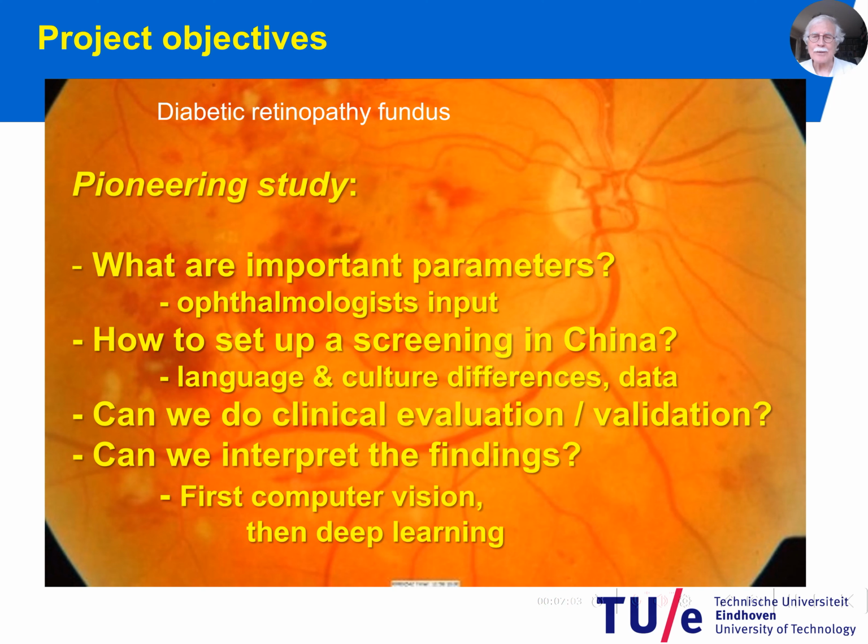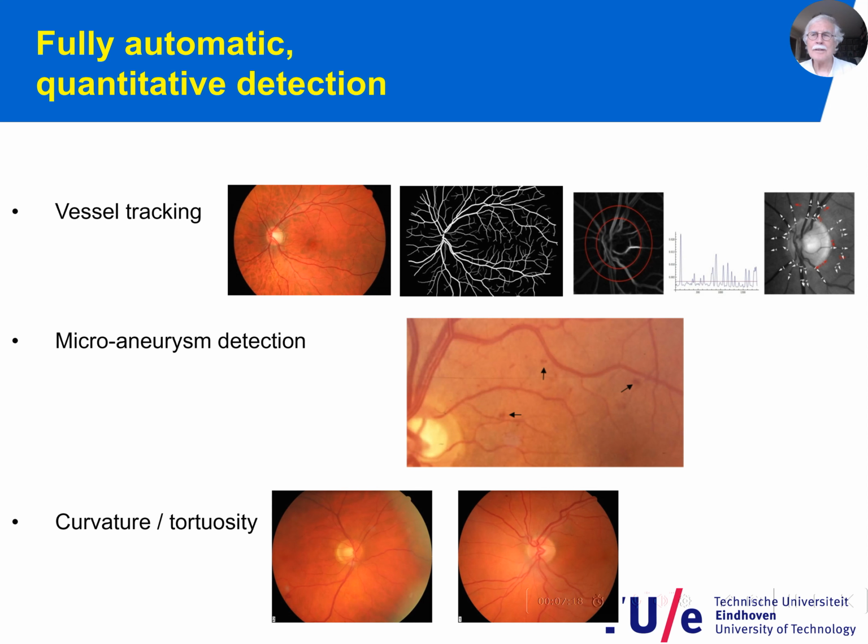So we first decided to focus on computer vision, really understanding what we see in terms of tortuosity, width, branching, lots of details of the vessels, and then later on put all this in a deep learning program. Here you see a couple of the approaches that we took. First, we need to know where the vessels are exactly. Can we do a proper tracking and segmentation? Can we find microaneurysms? Can we define the tortuosity or the curvature? It turns out that if vessels become weak or sloppy, they become more curved.